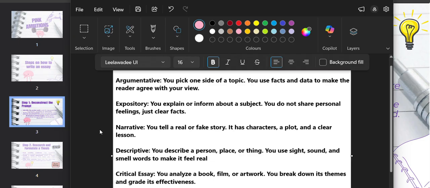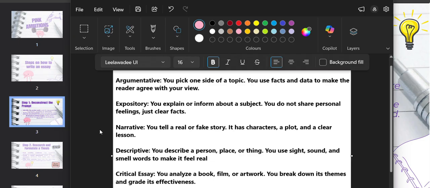Next, we have the descriptive essay, my personal favorite. I love descriptive essays, where you describe a person, place, or thing. You use sight, sound, and smell to make it feel real. Basically, pick a place like a Sunday afternoon at the beach. That could be your topic, and you would write about that only.